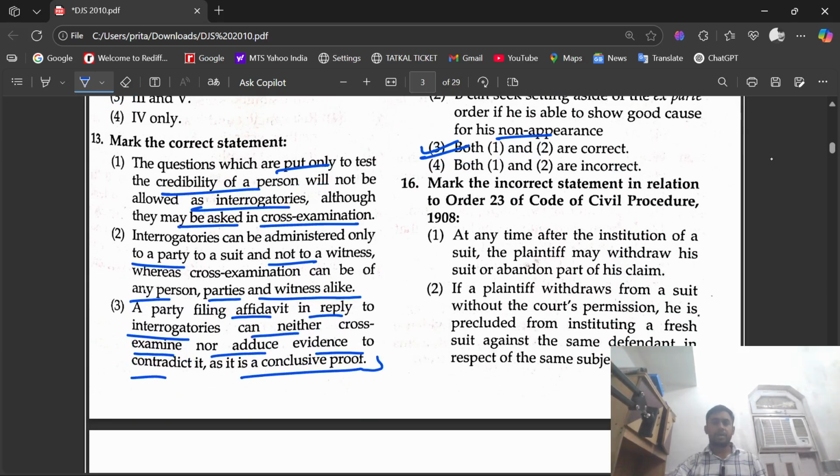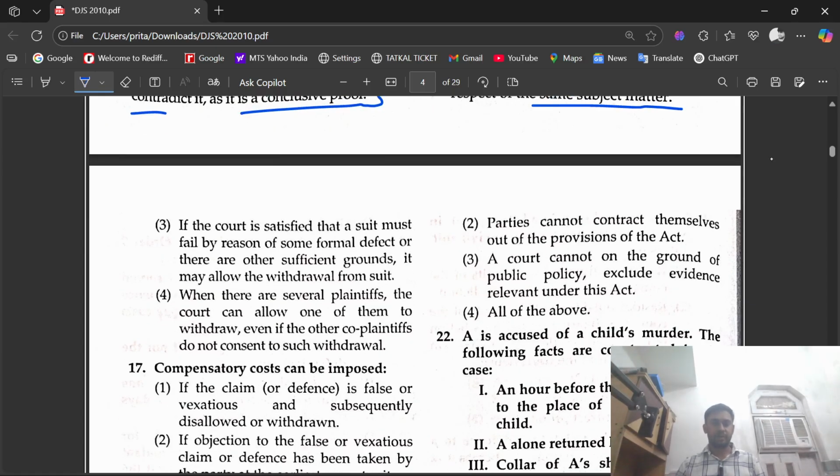16. Mark the incorrect statement in relation to Order 23 of Code of Civil Procedure 1908. At any time after the institution of a suit, the plaintiff may withdraw his suit or abandon part of his claim. If a plaintiff withdraws from a suit without the court's permission, he is precluded from instituting a fresh suit against the same defendant in respect of same subject matter. If the court is satisfied that a suit must fail by reason of some formal defect or there are other sufficient grounds, it may allow the withdrawal from suit.